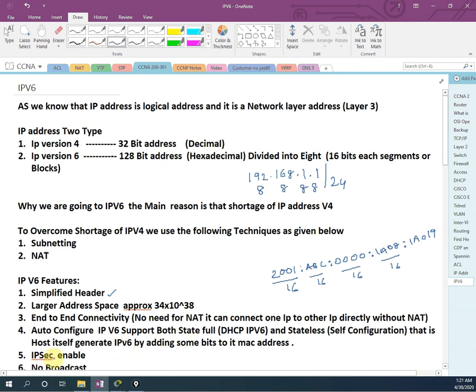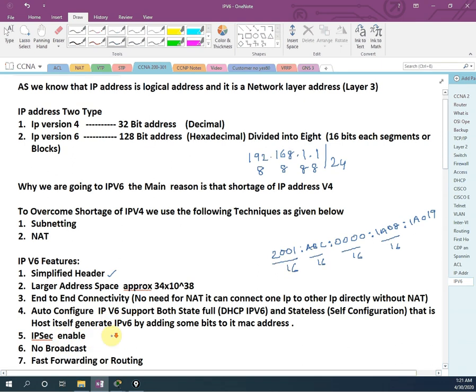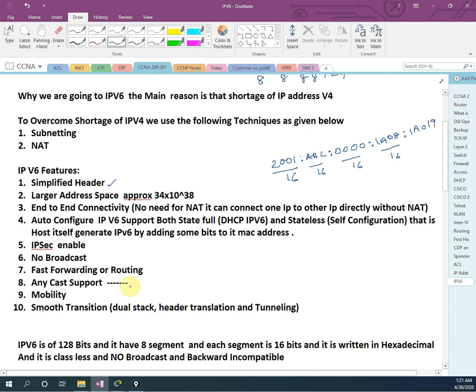And IPsec, that is security, is enabled in IPv6. And there is no broadcast, whereas in IPv4 we have broadcast, but here we will not have any broadcast. It also has fast forwarding or routing, because the IPv6 header is simplified, so compared to IPv4 routing, it is faster at processing the packets. So it is fast forwarding routing.